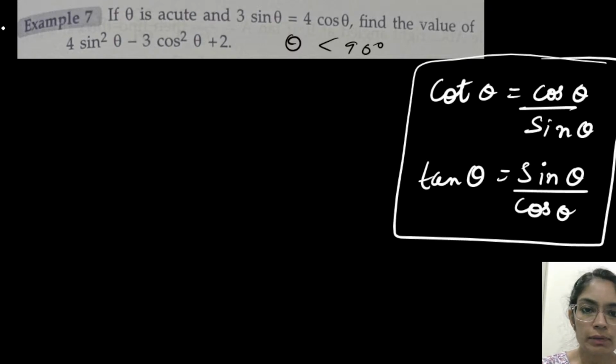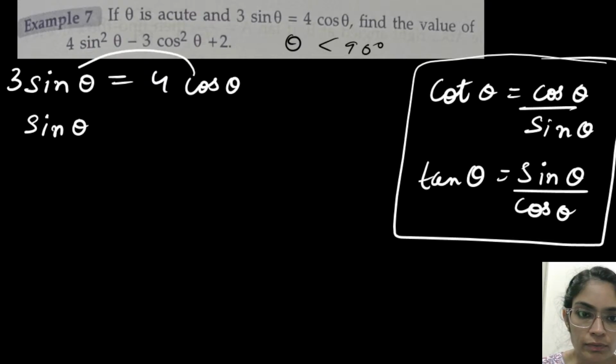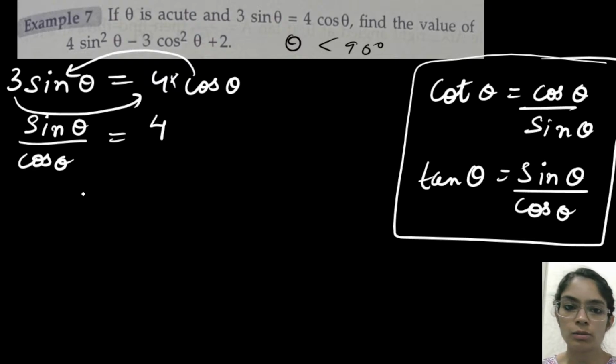The other thing given to us is 3 sine theta is equal to 4 cos theta. So let's shift sine and cos to one side. Sine theta is on this side. Cos I am shifting to this side; here it is getting multiplied, so when I shift it to the other side, it gets divided. Now 4 is already present on this side, and I am shifting 3 also to this side: numbers on one side and trigonometric ratios on one side. So here I am getting 4 by 3. So sine theta by cos theta is equal to 4 by 3.